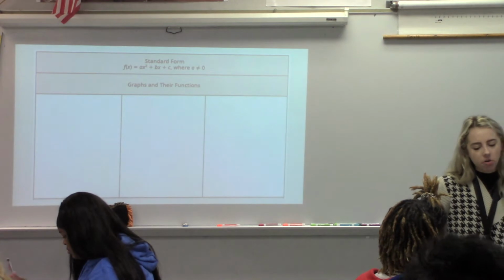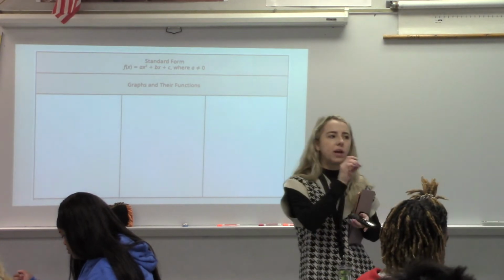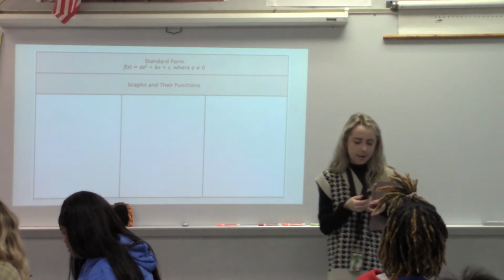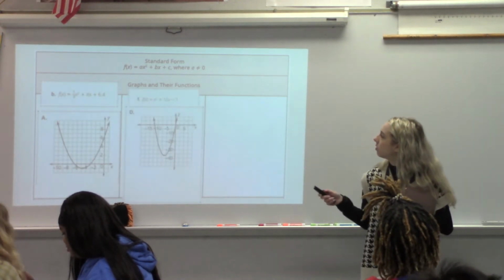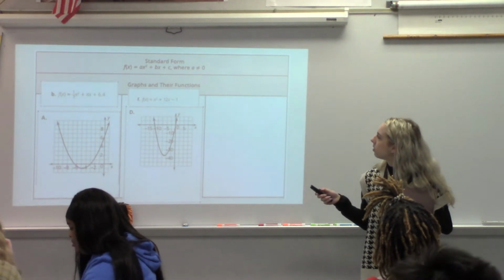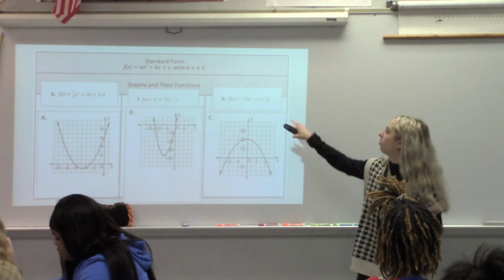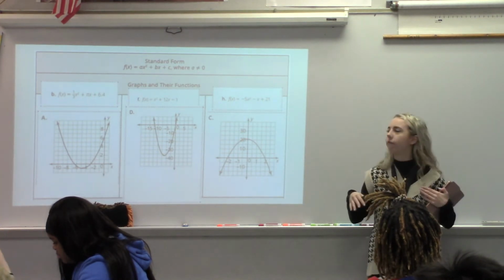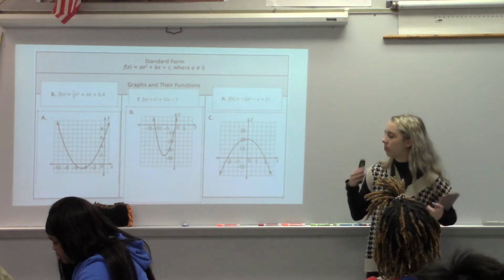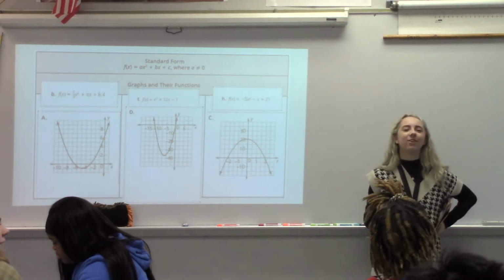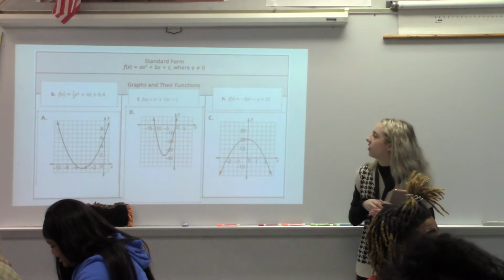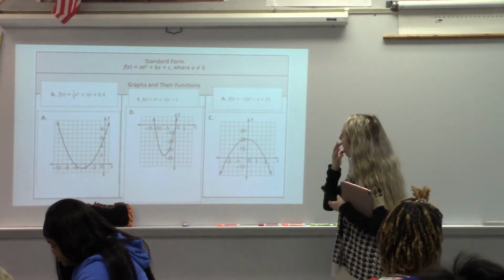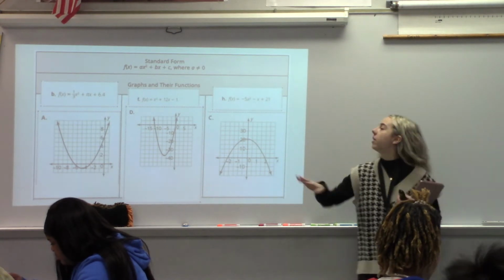Okay, so for standard form, can somebody tell me what three letters, based off of the graph picture, they put on standard form? A, C, D. We're looking at the letter of the graph. Sorry guys, I know the letters are really confusing. I went in order.